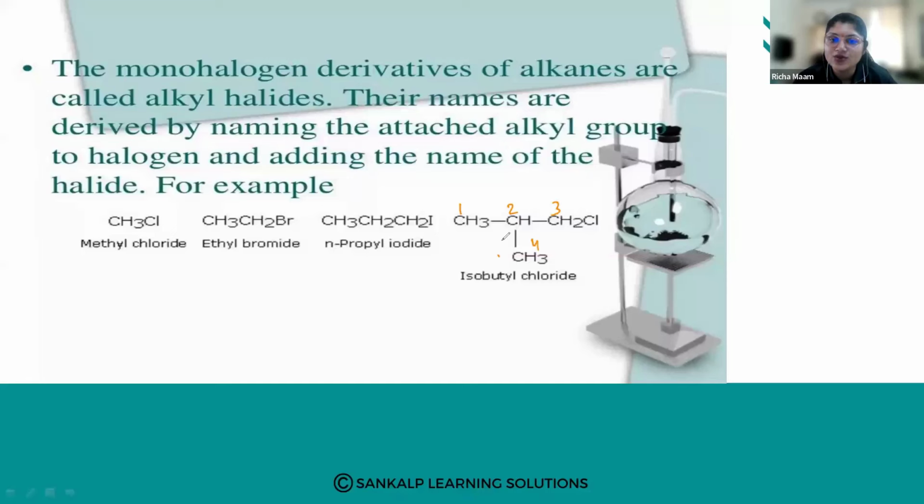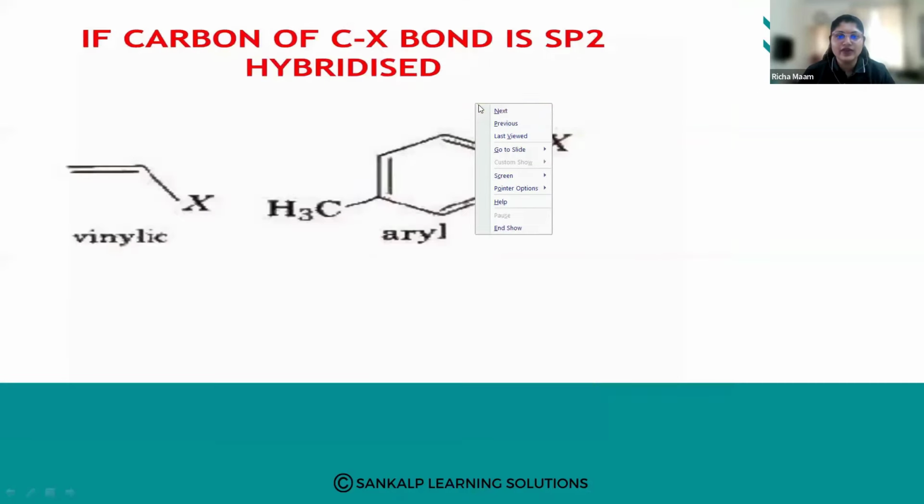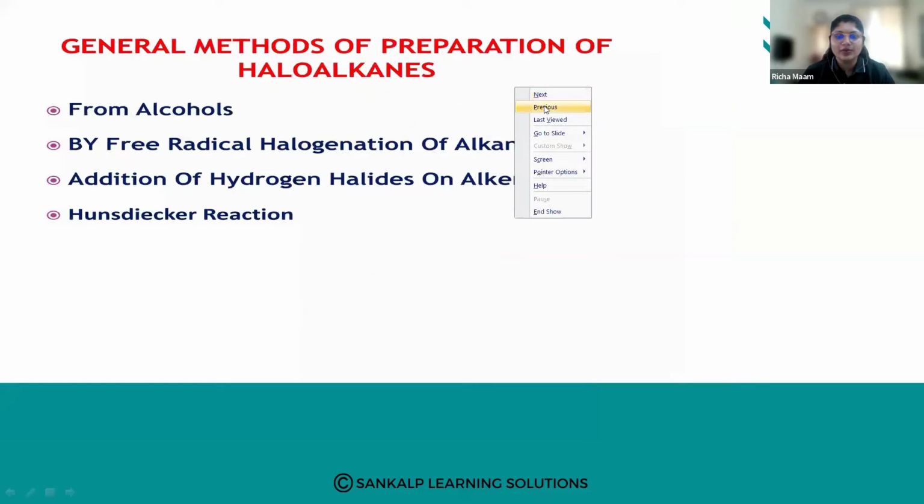And it is in an iso system. You can see it is an iso system. So the carbon is attached to three other carbon atoms, so it is a tertiary carbon. So it is isobutyl chloride. Like this, depending upon how many carbon atoms or alkyl groups are attached, this is the naming given. All these things we have discussed. Preparations we'll see later.